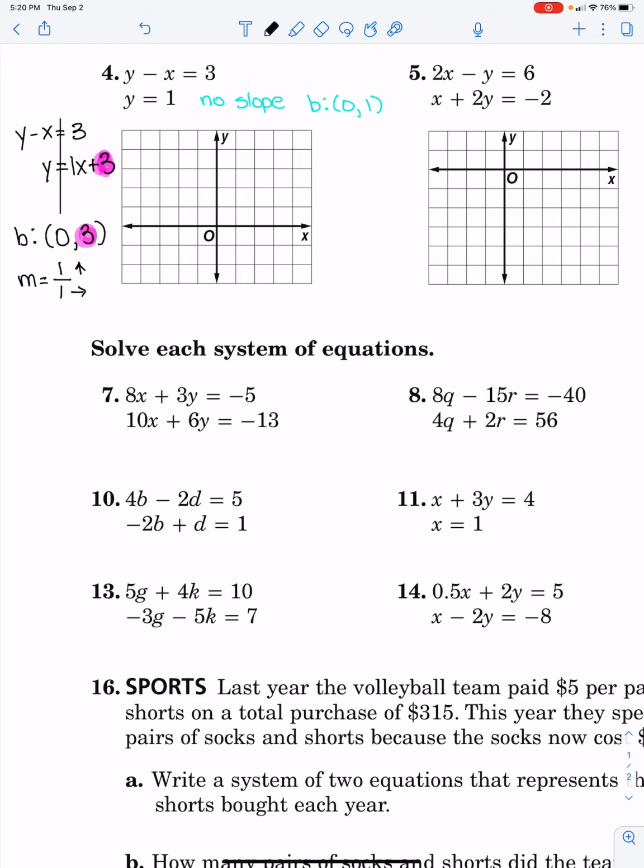Okay, so let's graph these two. The first one starts at 3. 1, 2, 3. And it goes up 1 to the right 1, up 1 to the right 1. Or we could go down 1 to the left 1, down 1 to the left 1.